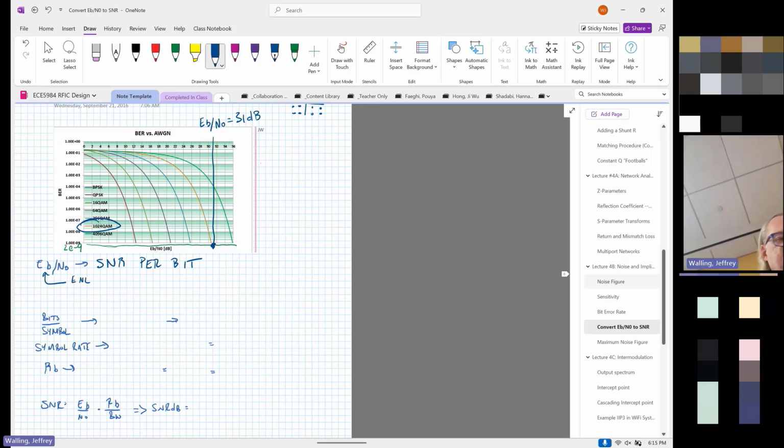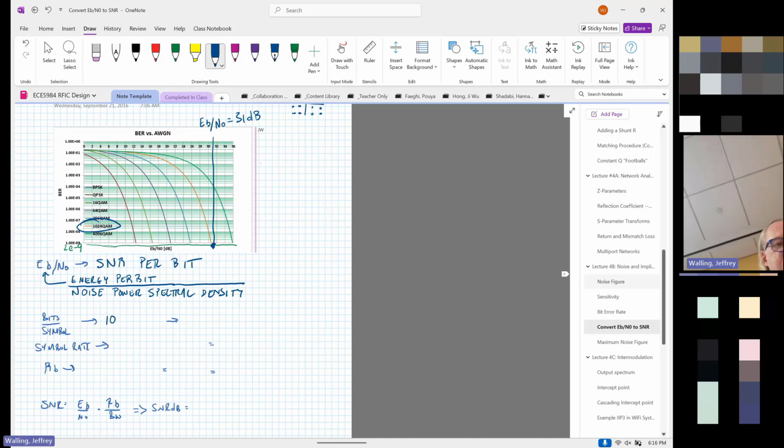All right, so Eb is the energy per bit. And you can imagine that you're integrating this across the whole constellation. Every bit in the constellation has a slightly different energy. And N0 is the noise power spectral density.